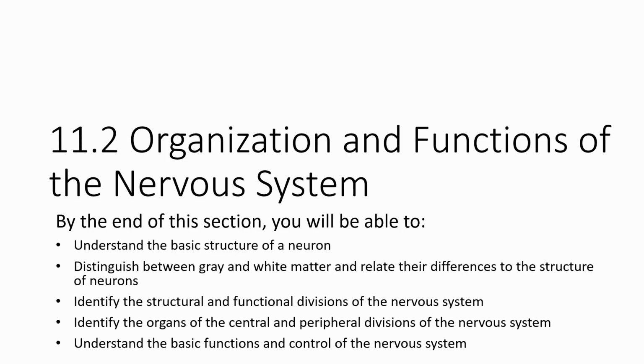So let's focus on organization and function in the nervous system first. So we're going to get into the basic structure of a neuron just in general and get some of these big questions out of the way, like what is gray matter, what is white matter, what are their differences. We'll talk about some structures and functions in the nervous system. We'll talk about different organs within the nervous system, and then we'll talk about how it's controlled.